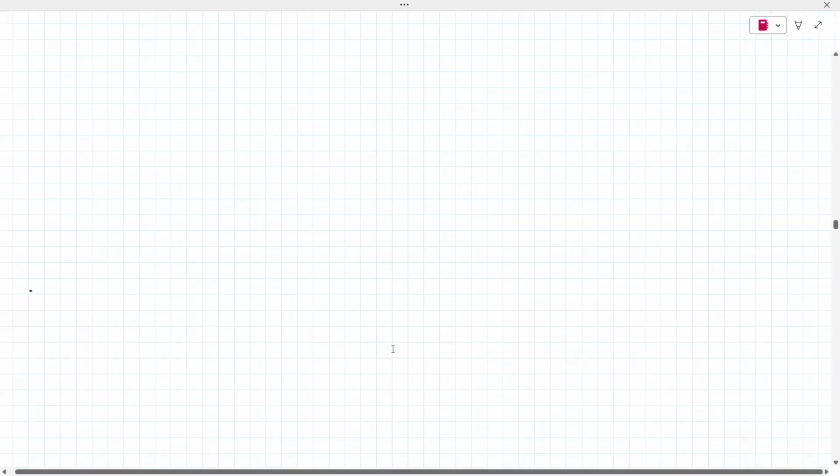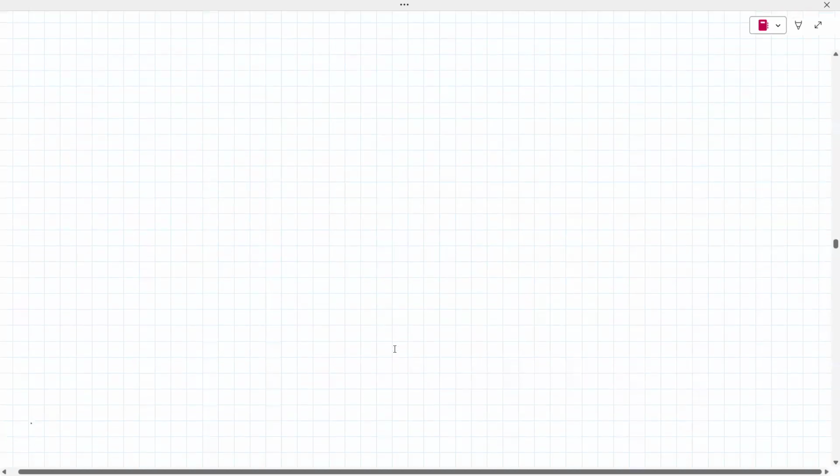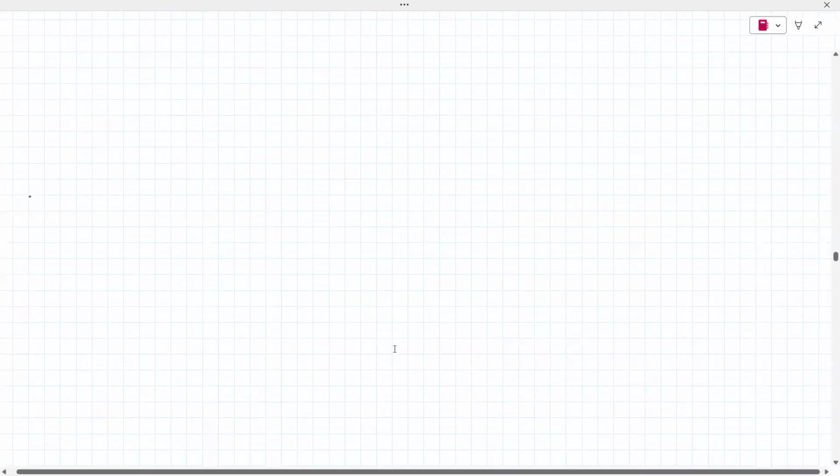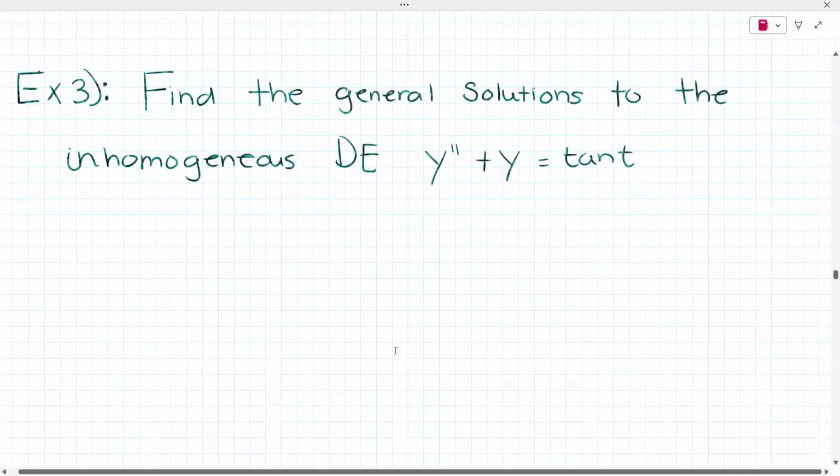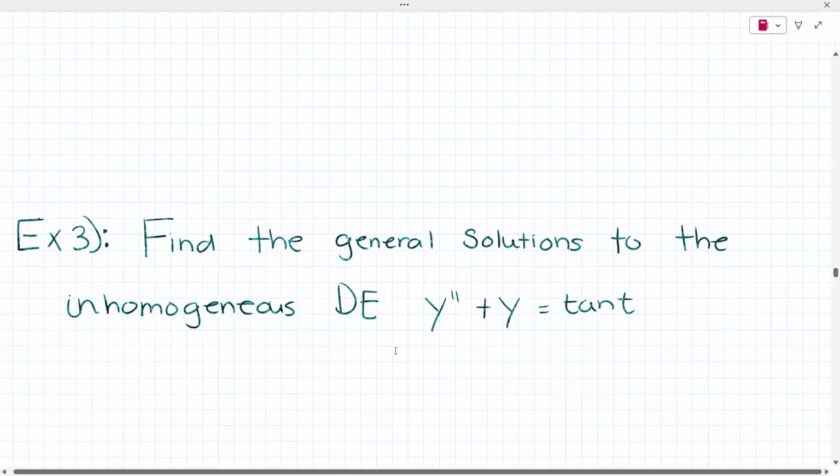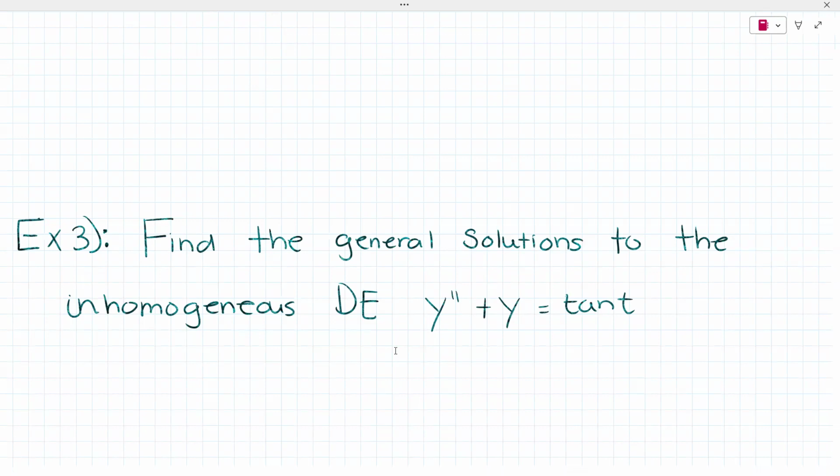Okay, let's move on. Let's do example 3. Example 3 says, find the general solution to the inhomogeneous differential equation y double prime plus y equals tan t.